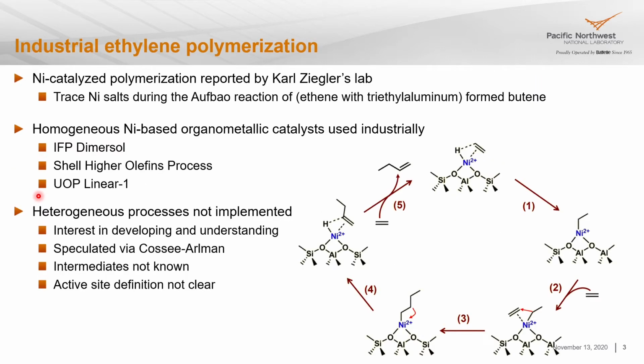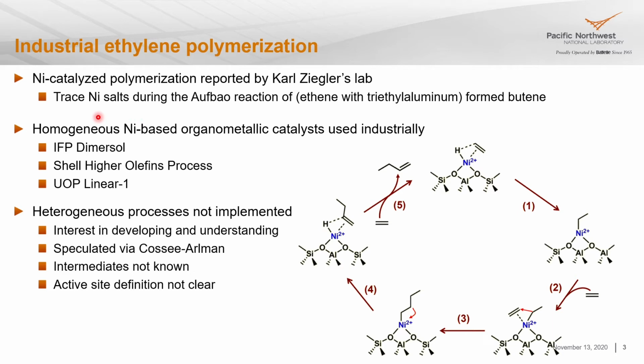The first example reported for nickel catalyzing the polymerization of ethene was reported by Carl Ziegler's group. In trying to study the Aufbau reaction, in which ethene is reacting with triethylaluminum, they observed the formation of butenes, which was attributed to trace amounts of nickel salts being present in their system.